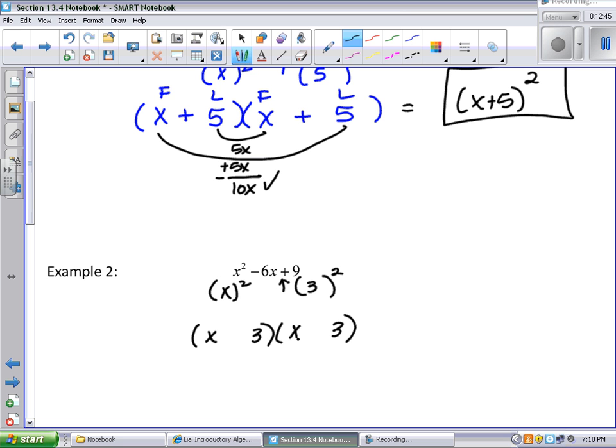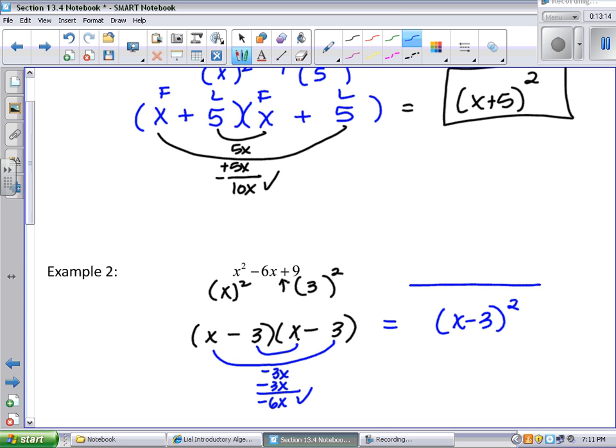The middle term is negative, so we're going to use negatives in our parentheses. And to check it, we're going to multiply the inside and the outside. Negative 3 times x is negative 3x. X times negative 3 is negative 3x. And when I add them together, I get negative 6x. That is my middle term. So it tells me that it factors as x minus 3 squared. I do have a perfect square trinomial, and I factored it as a square binomial.